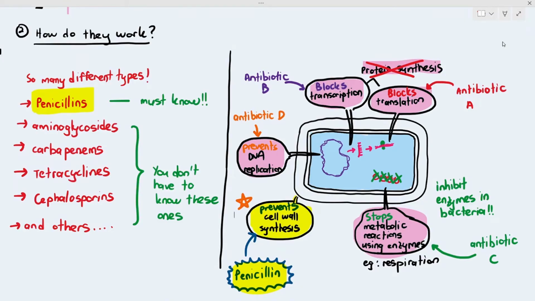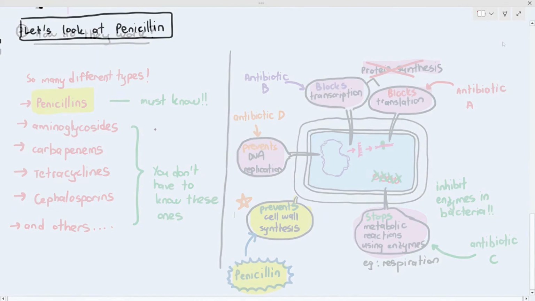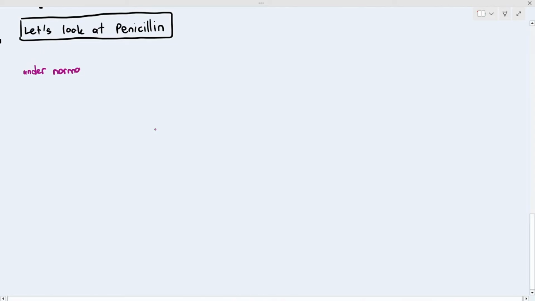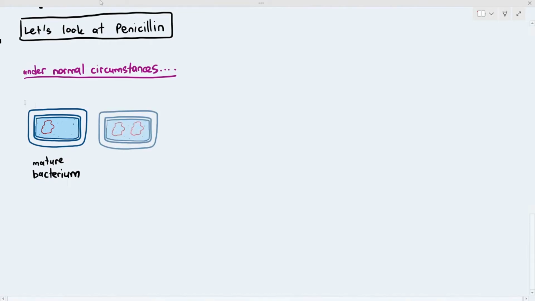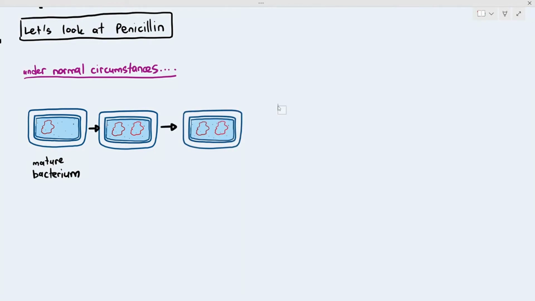But for now, the parts we have highlighted just show you that these are the particular ways that antibiotics can stop bacteria from surviving. Before we talk about how penicillin works, we have to look at a bacterium under normal circumstances. So let's look at a bacterium, and I'm drawing one out here. You can see its circular DNA, cell wall, and so on. That's called a mature bacterium. Now, when that mature bacterium wants to reproduce, first it will replicate its DNA as per usual. So you can see two DNA molecules, and then they'll undergo a process known as binary fission.